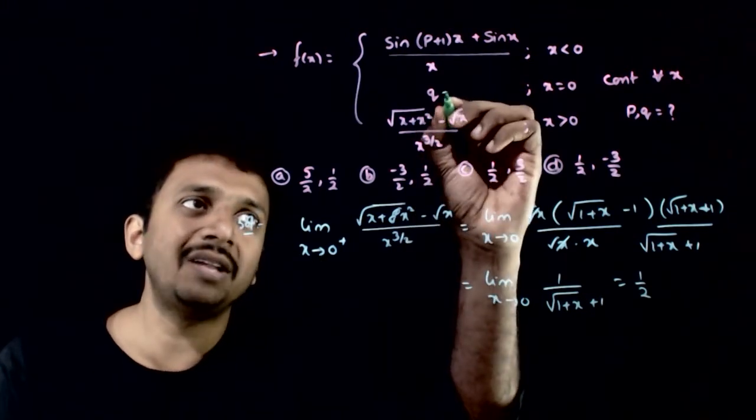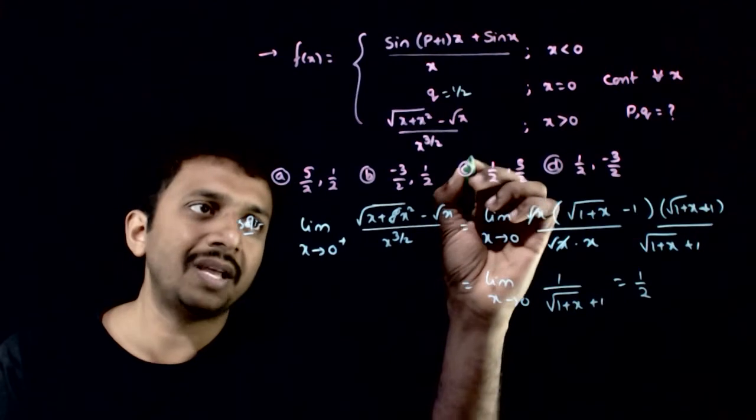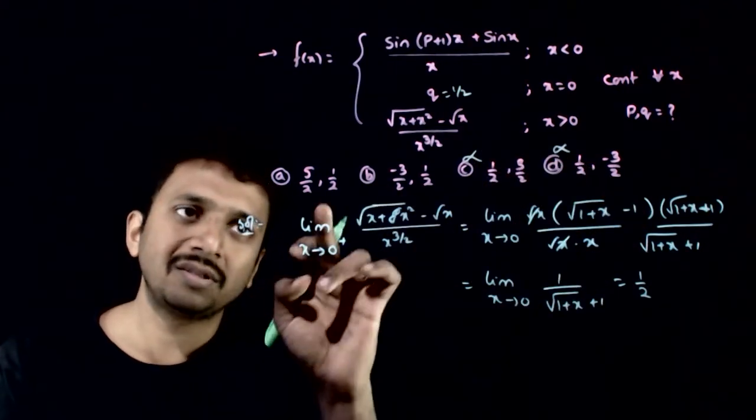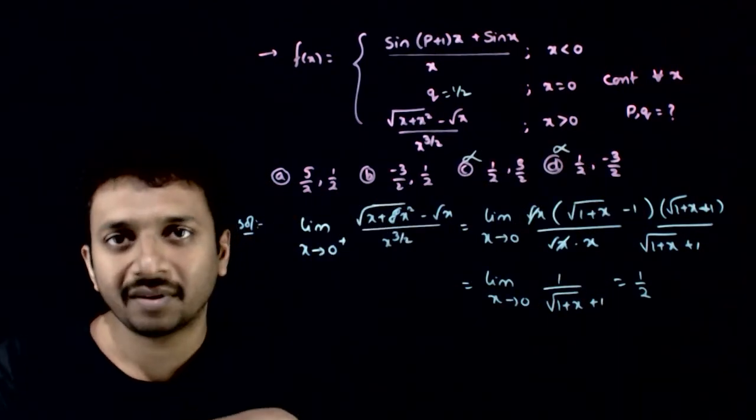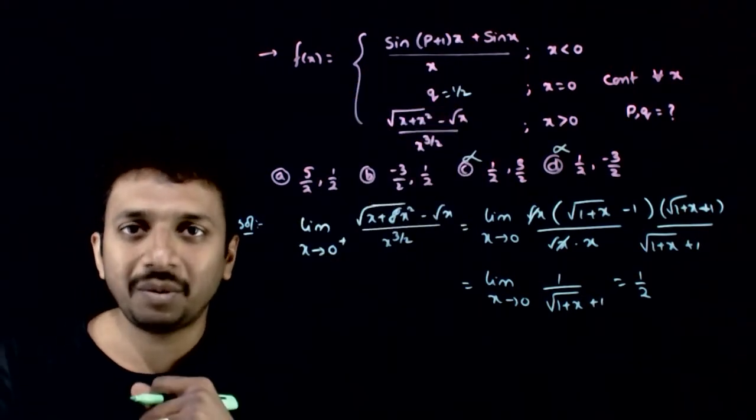Hence, the functional value should also be equal to 1 by 2. So q has to be equal to 1 by 2. So I can eliminate these two options. Now, the left limit also should be equal to 1 by 2.